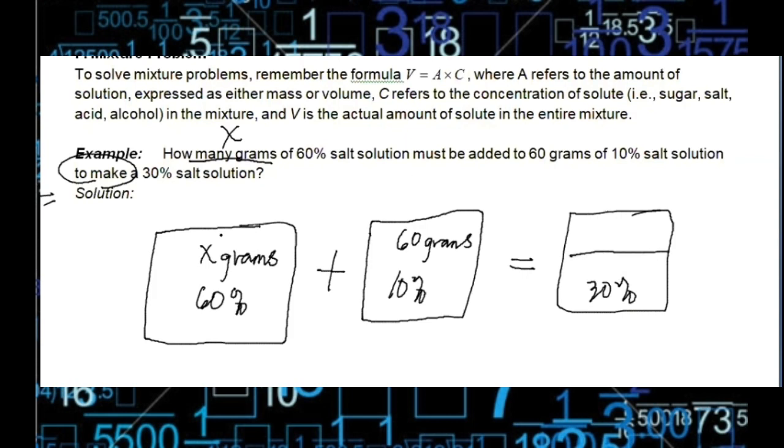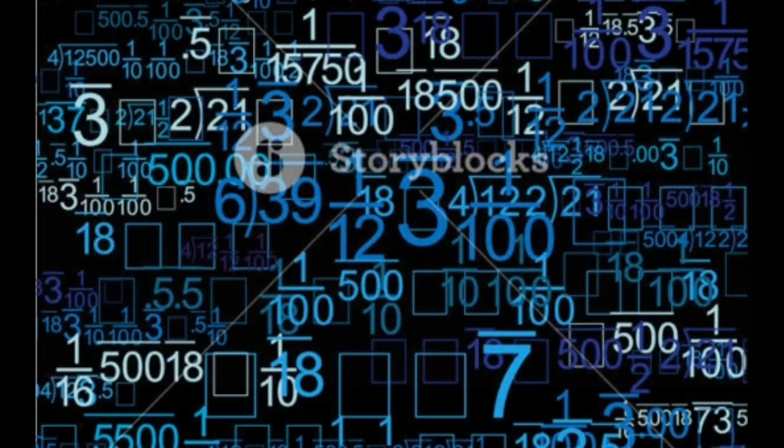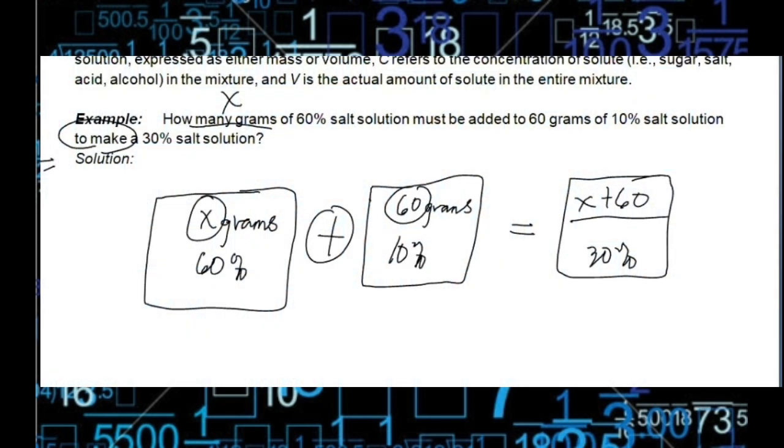Ang ilalagay lang dito, yung sum nung X saka nung 60. Diba? Operation plus. So, X plus 60, yun yung total. Ang hinahanap natin, yung grams of salt na gagamitin natin para maka-form tayo ng 60% salt solution.